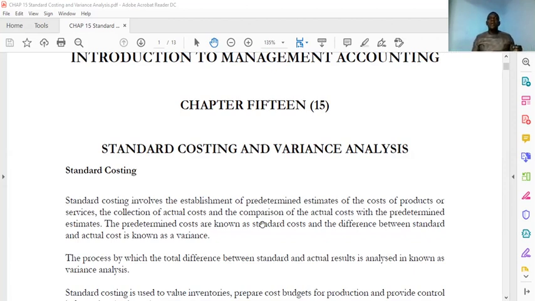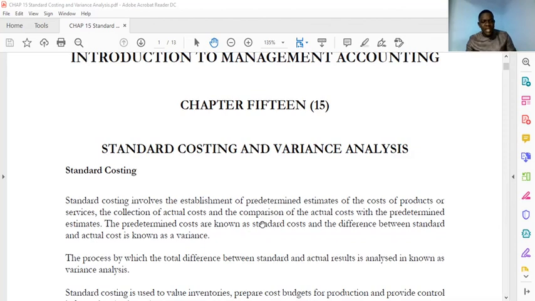So some predetermined costs may be established. The company will estimate the cost that they will incur in producing, say, a unit of a product, and they will look at actual costs that may be incurred in producing the product or rendering the service. The predetermined estimate will then be compared with the actual cost to find out what is causing the difference. Is it that the predetermined cost or the standard cost is more than the actual, or is the actual more than the standard? And then we try to investigate what caused the actual to be different from the planned.